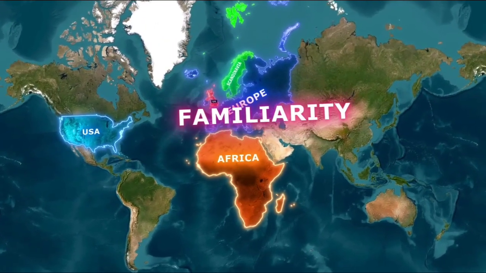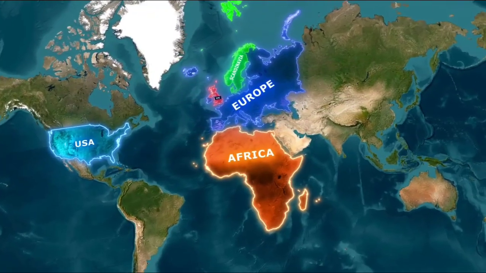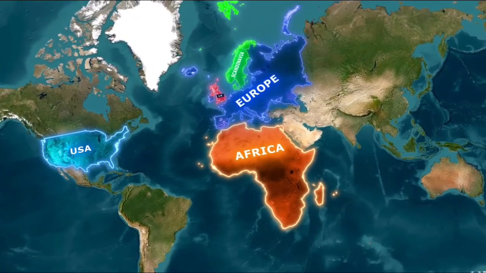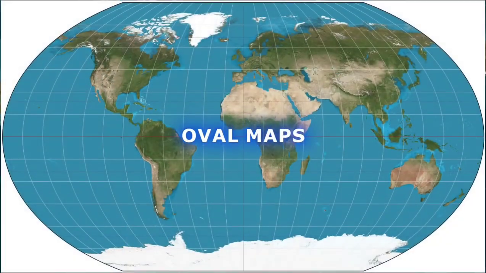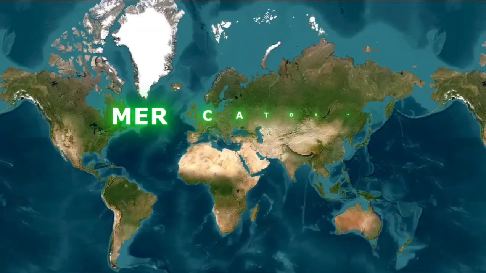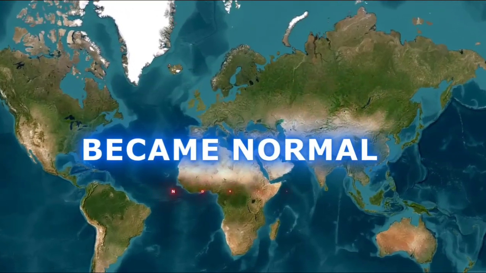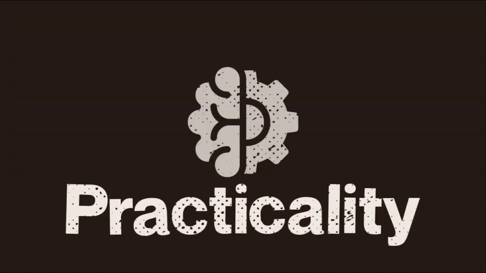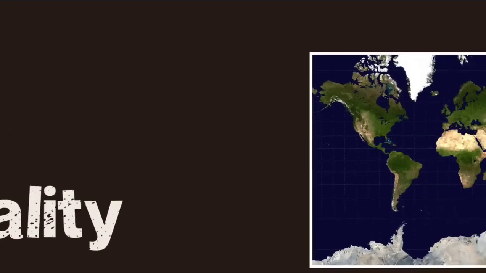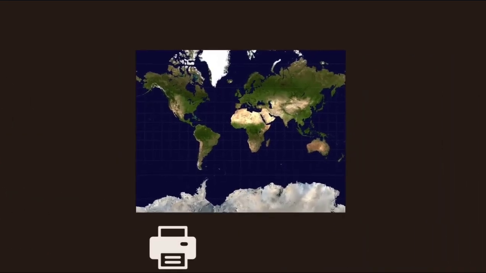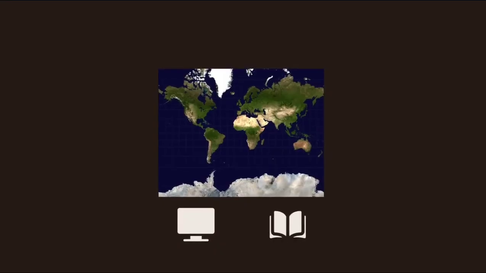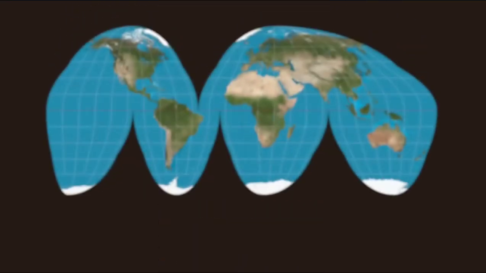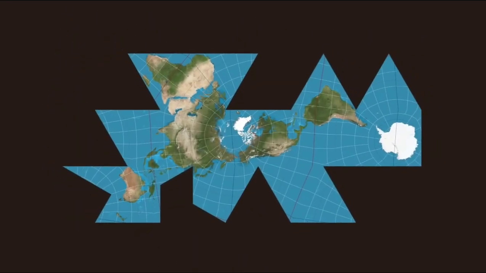Another reason for its dominance is familiarity. When people grow up with a certain image, different things feel wrong to them. Equal area maps feel strange at first. Oval maps feel incorrect, simply because they're unfamiliar. That's why the Mercator map became normal, and normal became truth. The third reason is practicality. The Mercator map is a rectangle. It's easy to print, frame, and fit into books and screens. Many alternative projections are oval or have complex layouts that don't fit as easily.